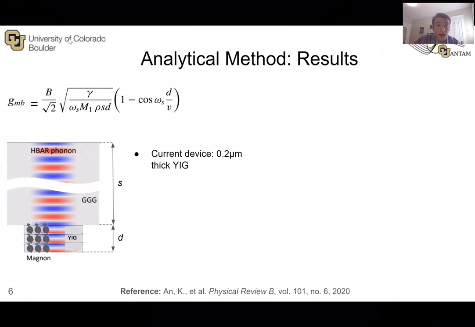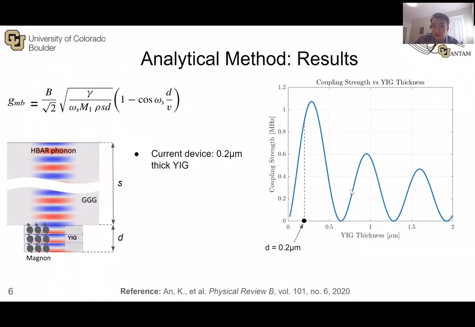So to do that, I graph my GMB equation, and we get this result, where coupling strength is on the y-axis and YIG thickness is on the x-axis.